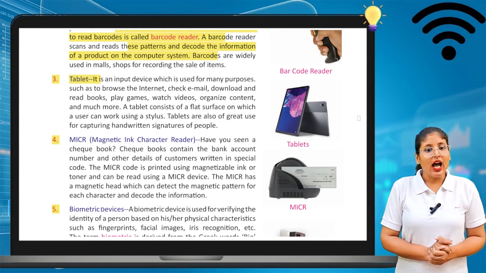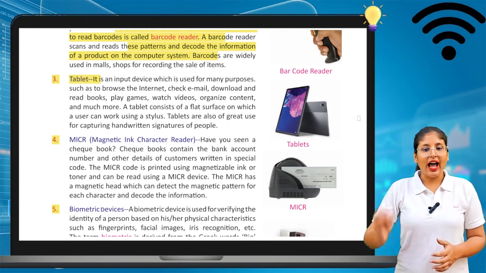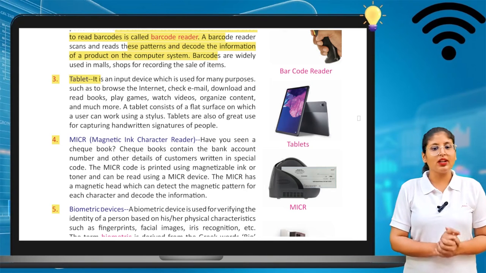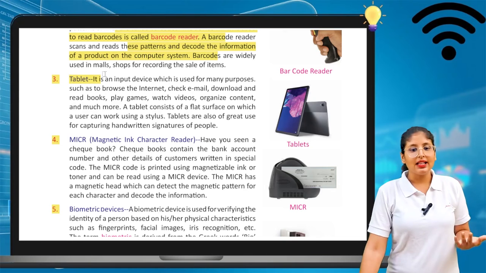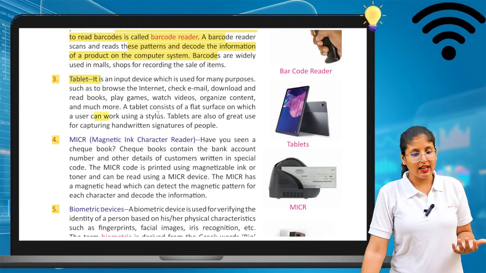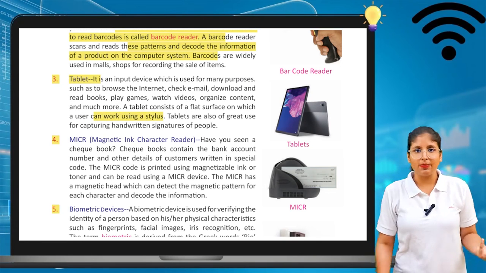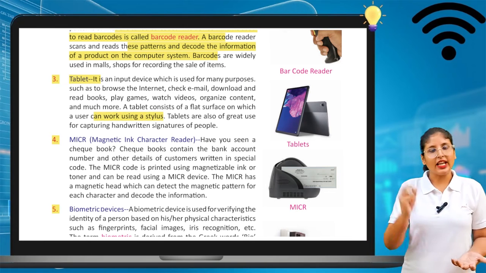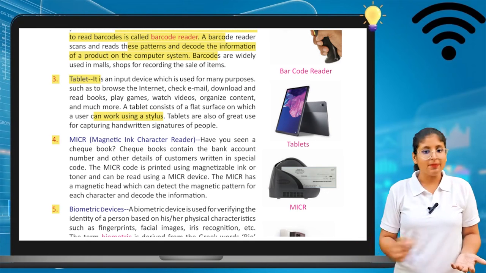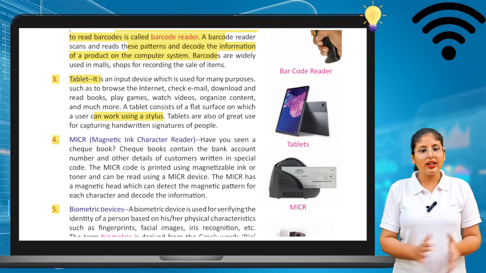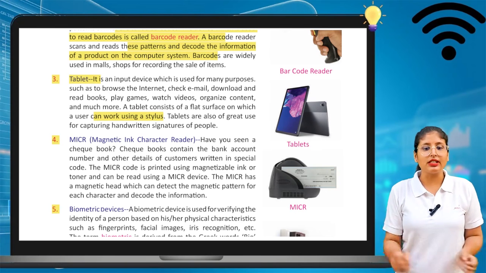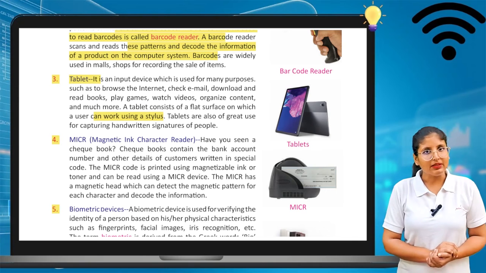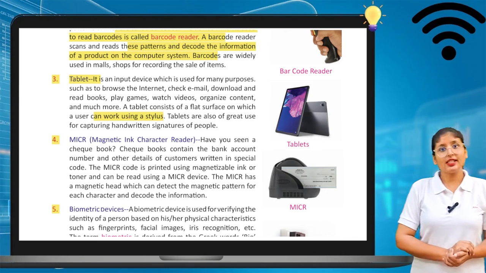A tablet consists of a flat surface on which a user can work using a stylus, or we can say a light pen. With the help of the light pen or stylus, we are able to write on the tablets. Tablets are also of great use for capturing the handwritten signatures of people.